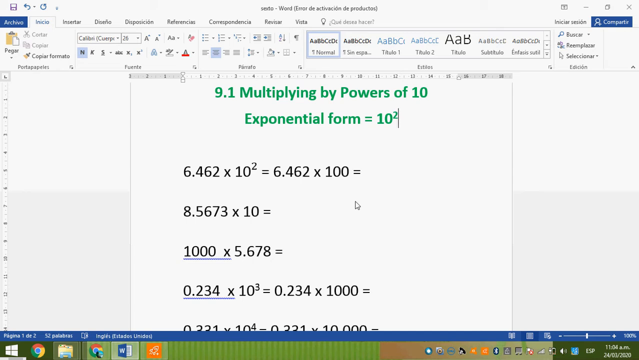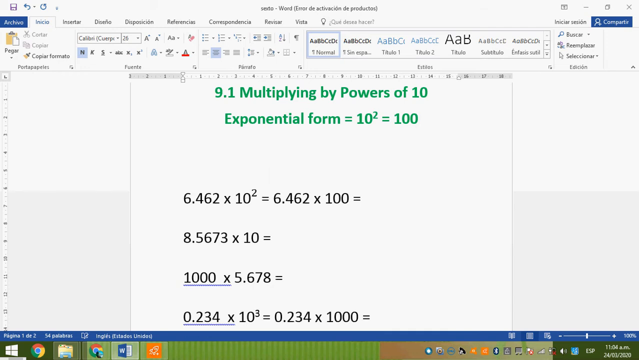Before we can continue, I'm going to explain what exponential form means. When you see in your book to leave your answers in exponential form, it means this. It's when you have a number with an exponent. 10 to the second power is the same as 100. You multiply 10 times 10, or just put two zeros with the 1. It means 100.